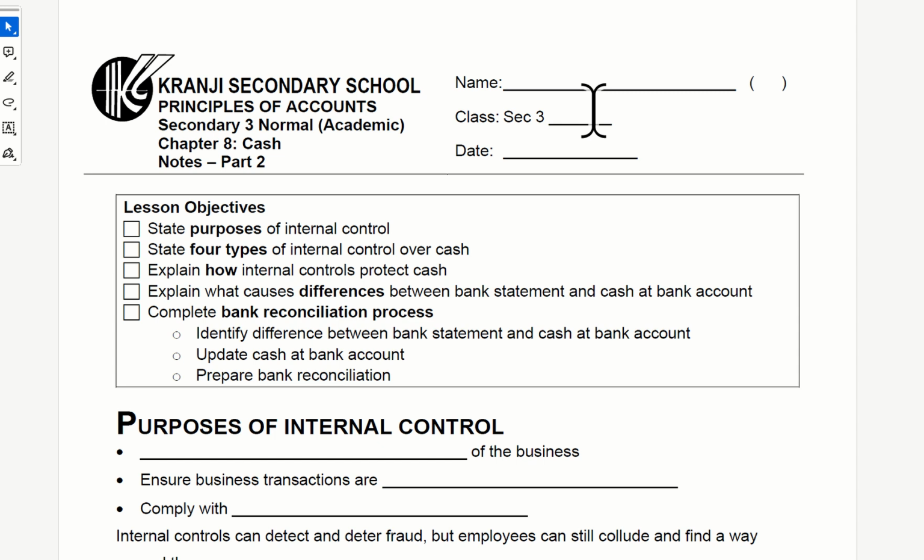Good morning, students. You are here because you are learning how to prepare a bank reconciliation. You are here to learn the process of preparing a bank reconciliation. You need this set of notes in front of you. So if you haven't got this, please go and get it now.